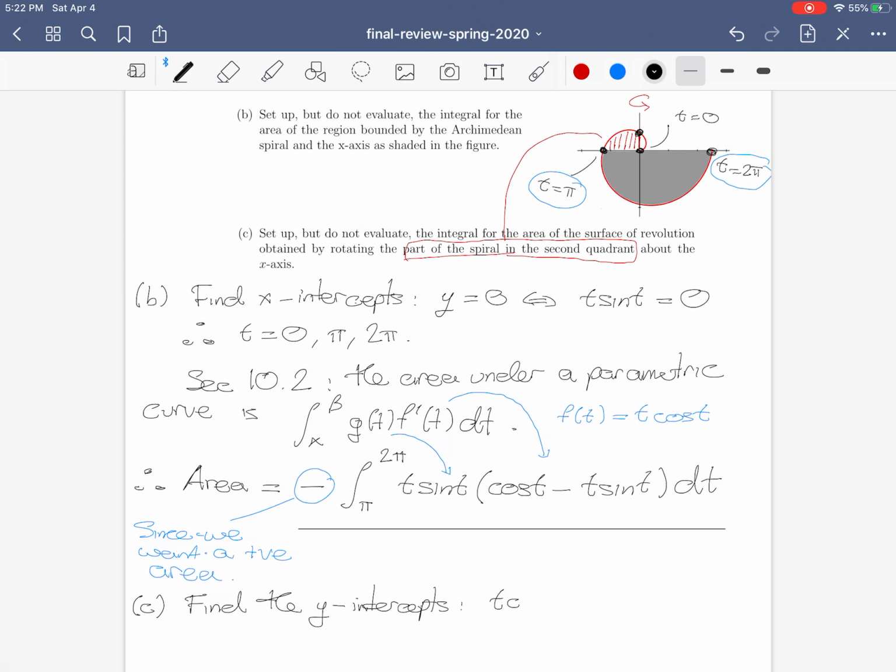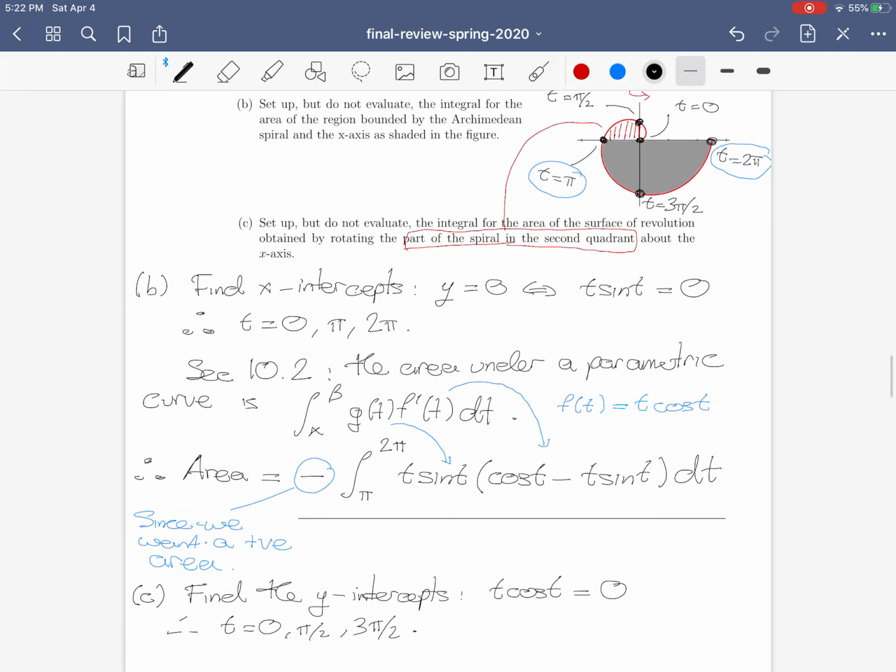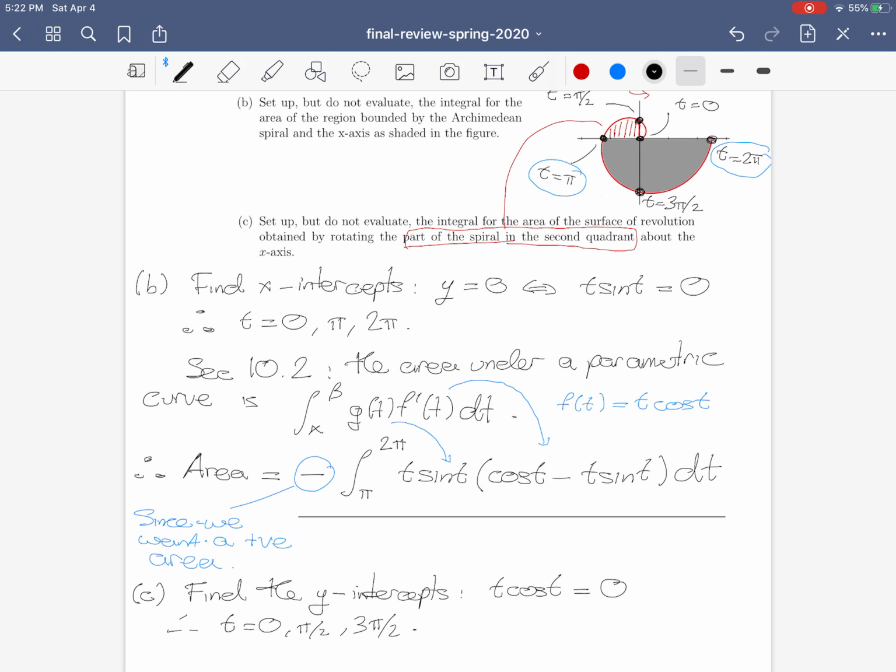So these are going to be given by t cosine t equals 0. Therefore t is equal to 0, pi by 2, or 3 pi by 2. If you do a couple of calculations to find the y values, this is going to be when t is pi by 2, and this is when t is 3 pi by 2. So the value we're interested in is t equals pi by 2, rather than the t equals 3 pi by 2 value.